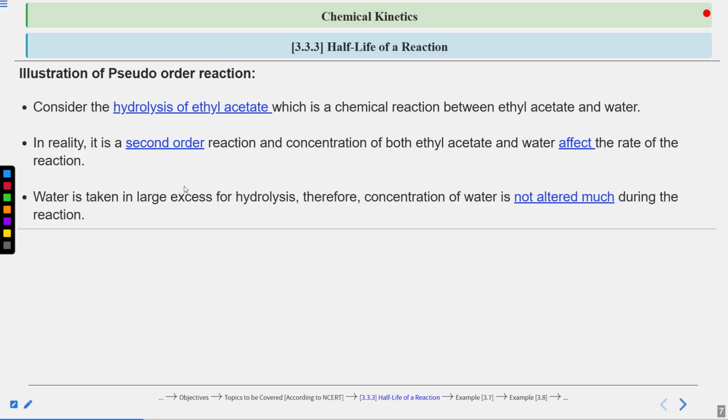Now water is taken in large excess for the hydrolysis. Therefore, the concentration of water is not altered much during the reaction, right? Because in this reaction, we are taking water in larger excess compared to the ethyl acetate. That means there is so much water to react with the ethyl acetate that its concentration is not going to change that much during the reaction, compared to the concentration of the ethyl acetate.